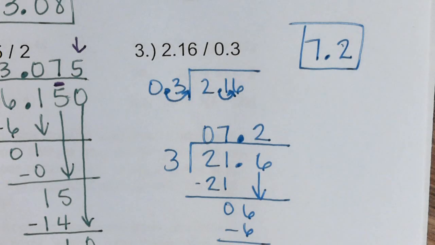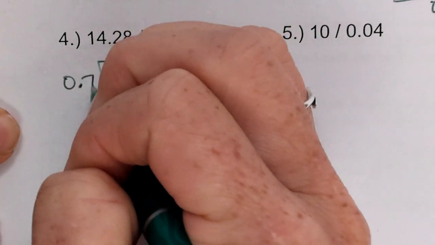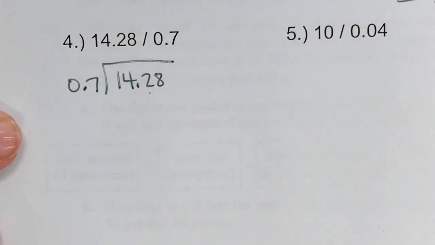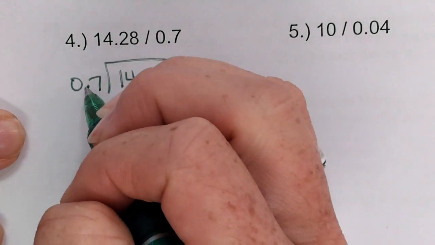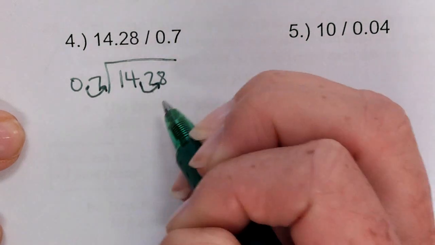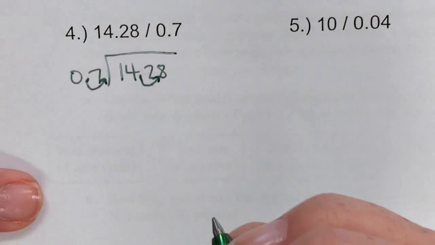Can you wait? Number 4. 14.28 would go inside and 0.7 outside. Can I have a 0.7 outside? No. How many times am I going to move the decimal? If I move this decimal once, what do I have to do here? All right, so I'm going to rewrite it to look better because it doesn't look good to me.